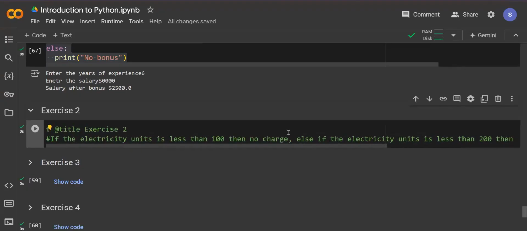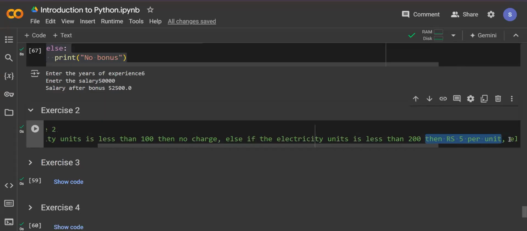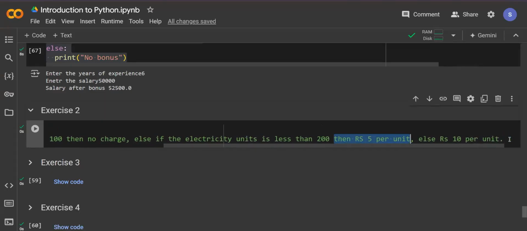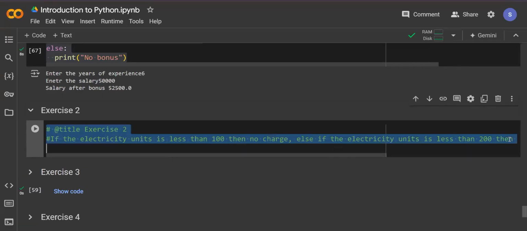Now, once again, let us understand the question properly. If the electricity unit is less than 100, then no charge. Else, if the electricity unit is less than 200, then it is rupees 5 per unit. In a sense, starting from 1 till the added unit, you'll be getting rupees 5 per unit. Else, rupees 10 per unit. Is that clear?